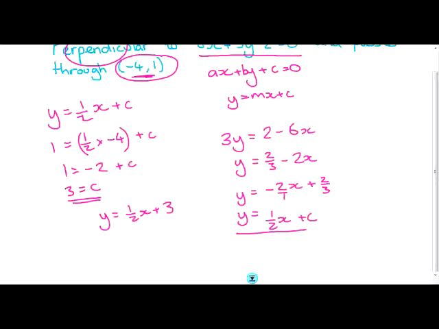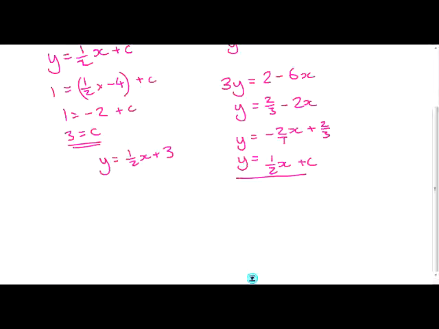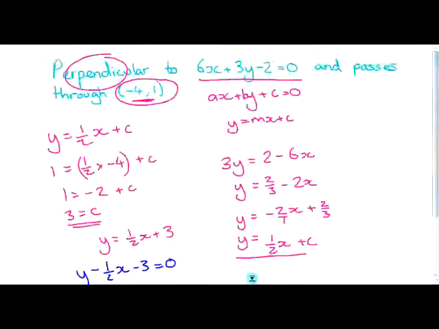Now if they wanted it back in that original form, you'd have to put everything on one side. Sorry, I'll just change colour for this bit. So we'd have y minus a half x minus 3 is 0. We'd have to times throughout by 2 to get rid of this denominator. So we'd have 2y minus x minus 6. So that is the equation of the line that is perpendicular to this one and goes through that point.